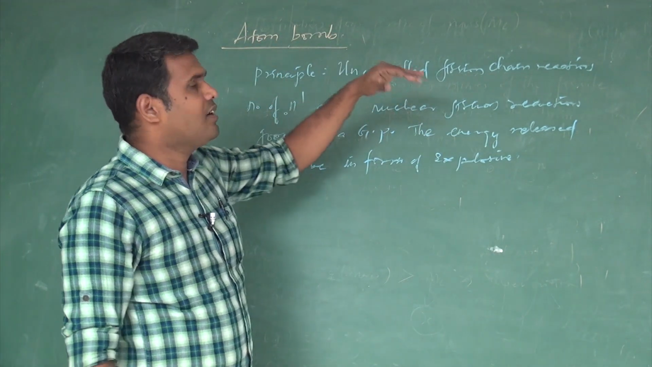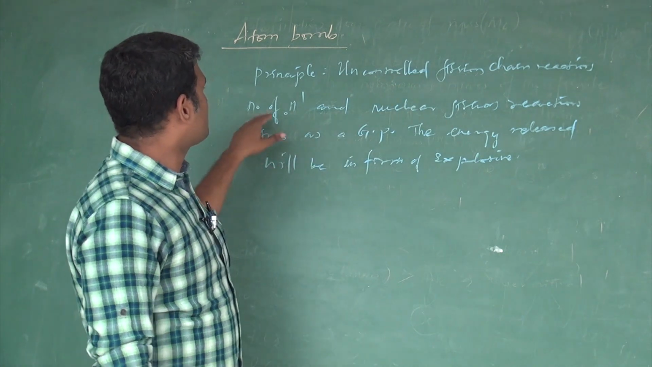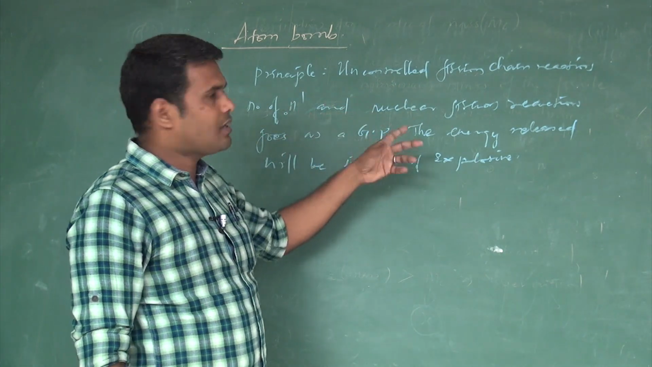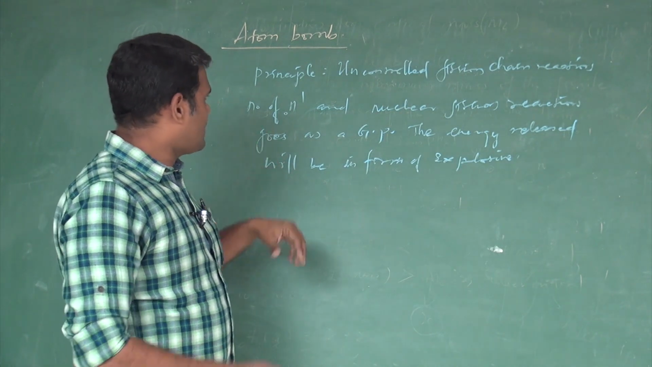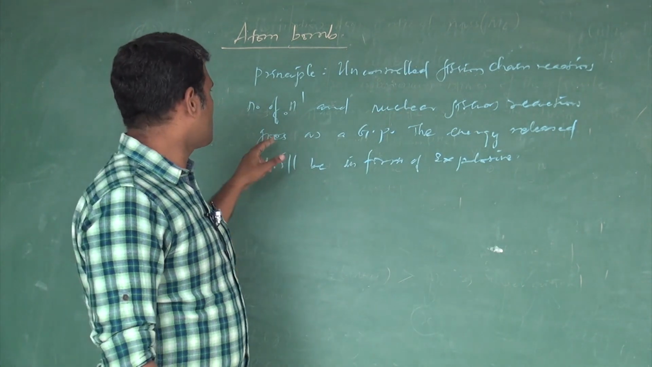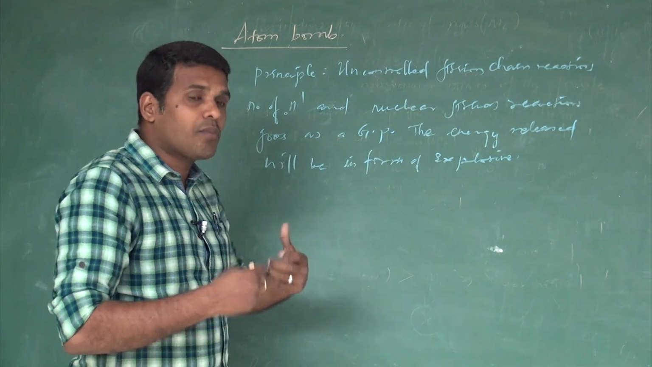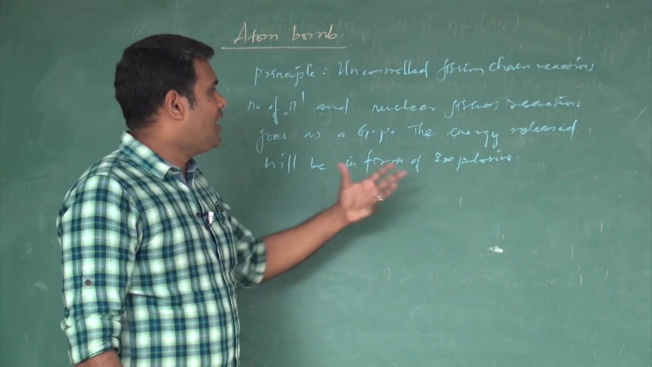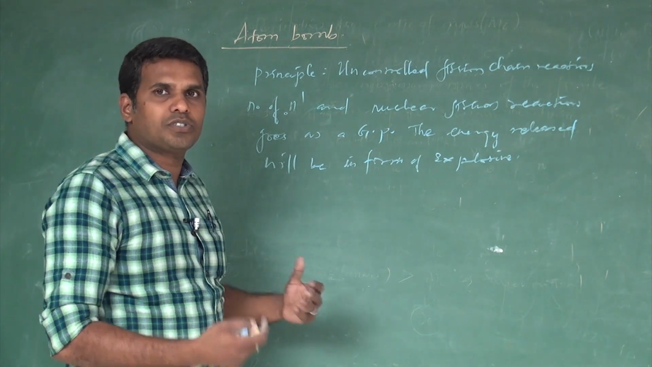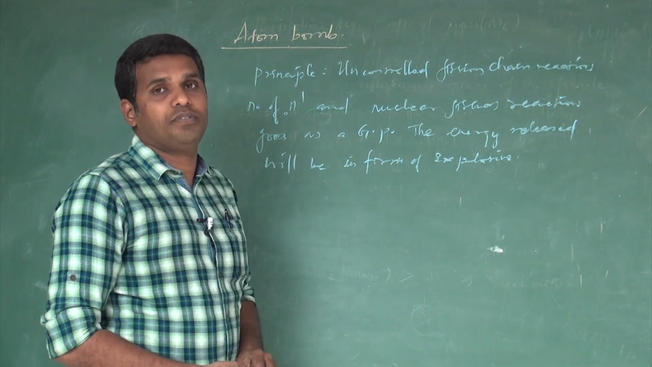It works on the principle of uncontrolled fission chain reaction. The number of neutrons produced and the number of fission reactions carried out at the time of the explosion of the atom bomb go as a geometric progression. It goes on multiplying indefinitely. So the energy released will be in the form of an explosion. Atom bomb is an explosive type.